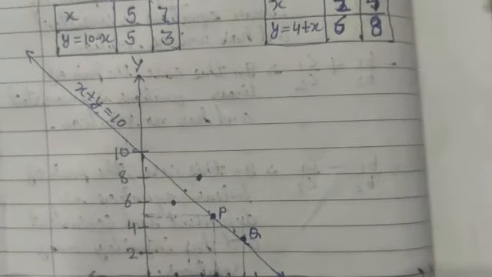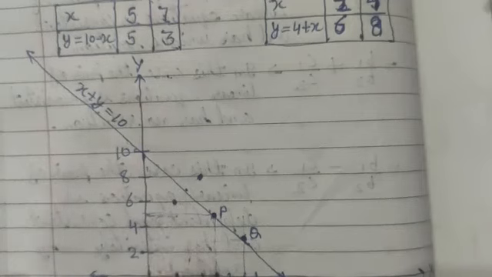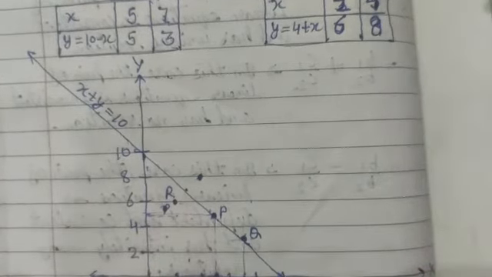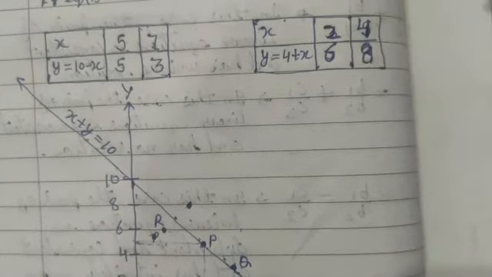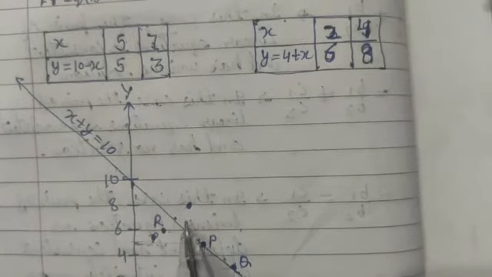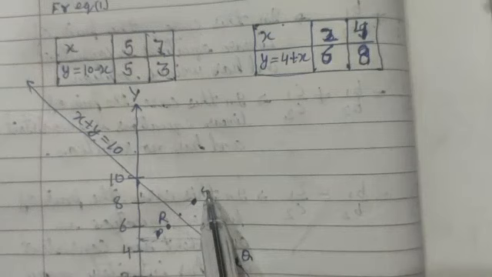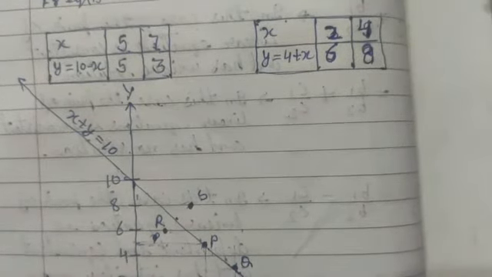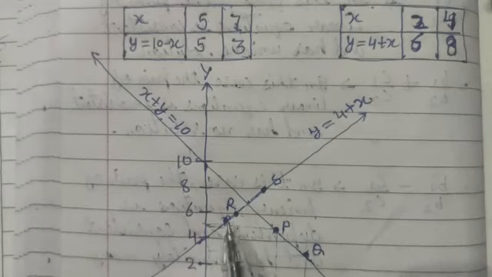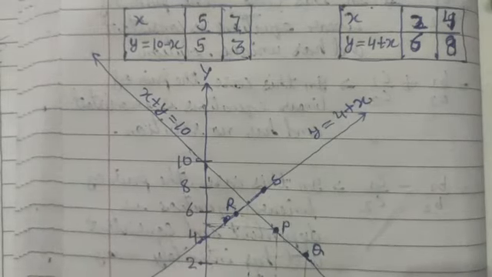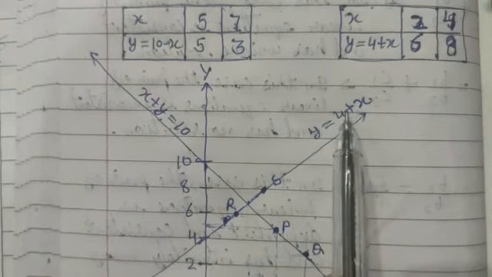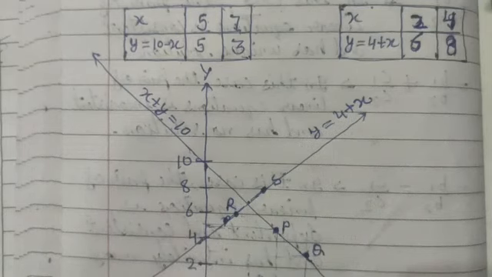Now the points obtained for our second equation were 2, 6. If x is 2, y is 6. This is point R, suppose. And the second one is 4, 8. If x is 4, y is 8. This is point S, suppose. Now join these 2 points. After joining R and S, we get the line for the equation y equal to 4 plus x, or minus x plus y equal to 4.